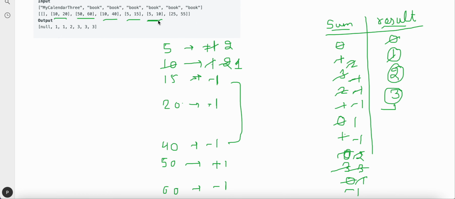Okay, so again we'll pick the next event, which is 25 to 55. So for 25 we will add plus 1, and for 55 we will subtract minus 1.